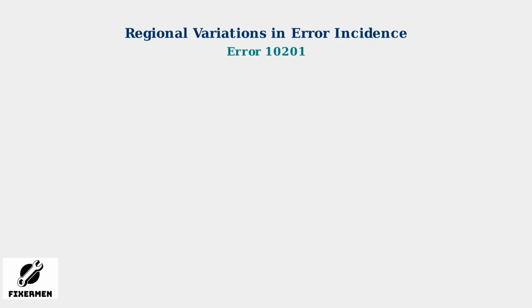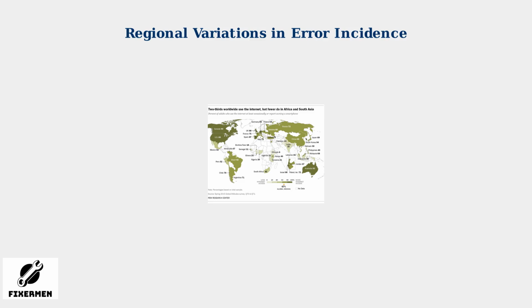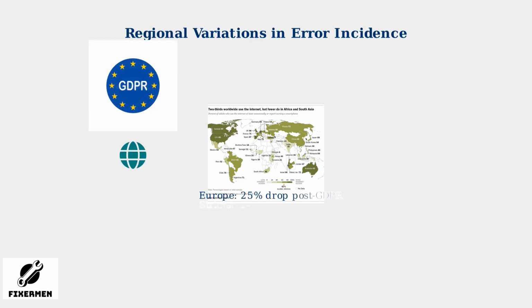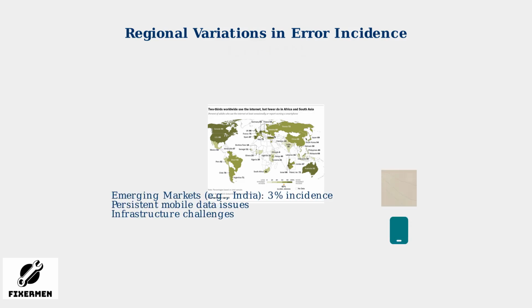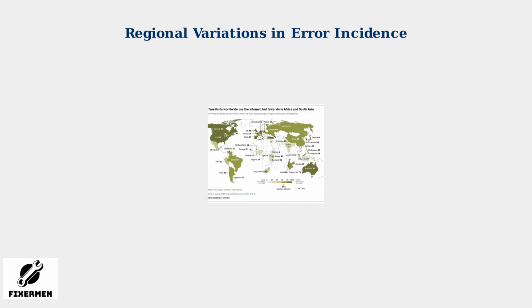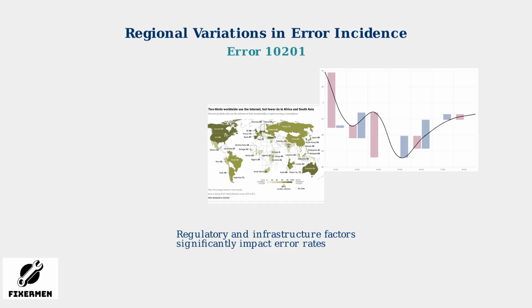Error 10201 incidence varies significantly by region due to differences in regulations and infrastructure. In Europe, verification failures have decreased by 25% following GDPR implementation in 2018, which strengthened data privacy requirements. In contrast, emerging markets like India experience higher rates at around 3%, often due to unreliable mobile data connections and limited infrastructure. These regional differences highlight how regulatory frameworks and technological infrastructure influence verification error rates globally.